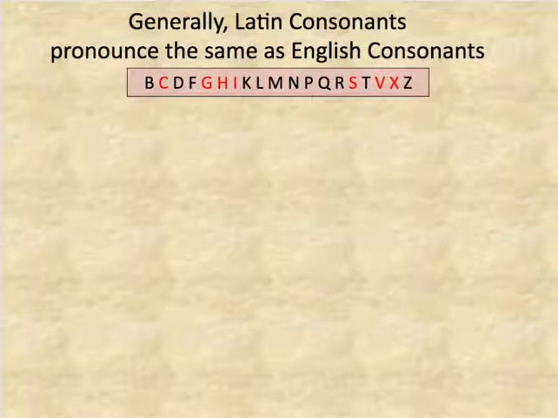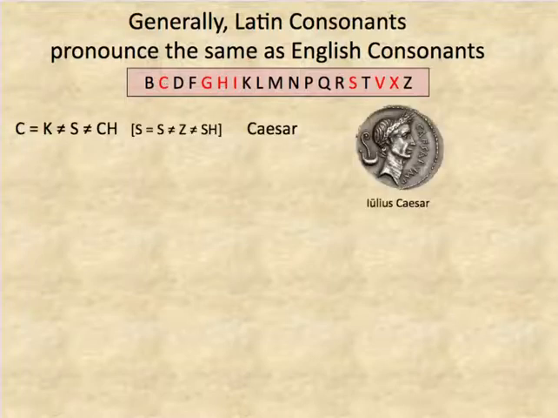Start with the letter C, which is this guy right here. All right. So the letter C in Latin always makes a K sound, like our letter K. It never makes an S or a Ch sound, like you might sometimes hear in English. So even though we call him Caesar, his real name is Kaesar. So that C makes the K sound, Kaesar.